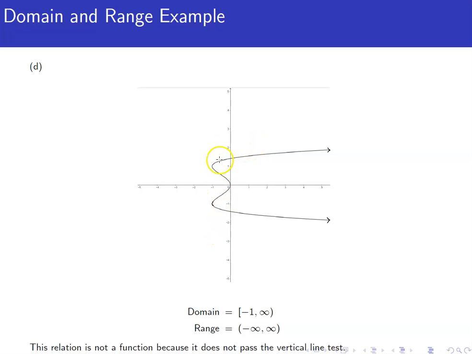Over here, for instance, a vertical line intersects 4 times. Over here, it intersects twice. But in any event, we have found vertical lines that do not intersect just exactly once. It's intersecting more than one time. So it does not pass the vertical line test.